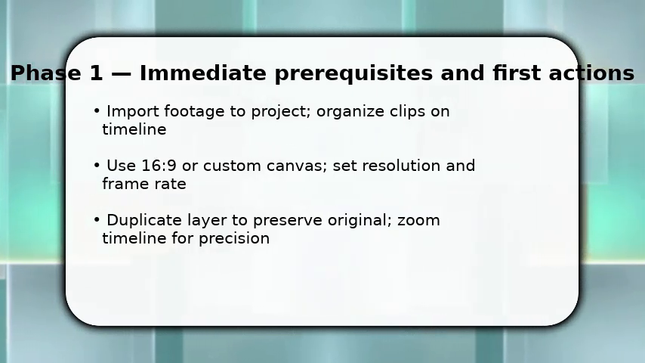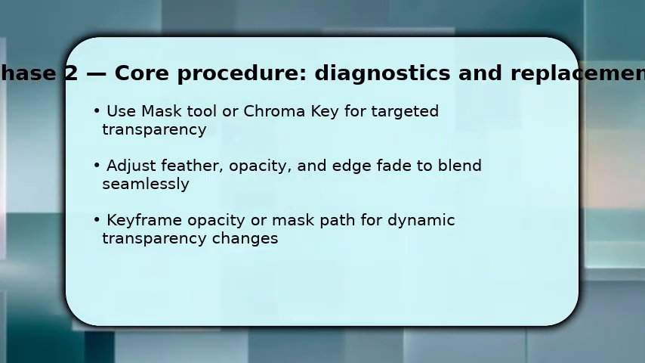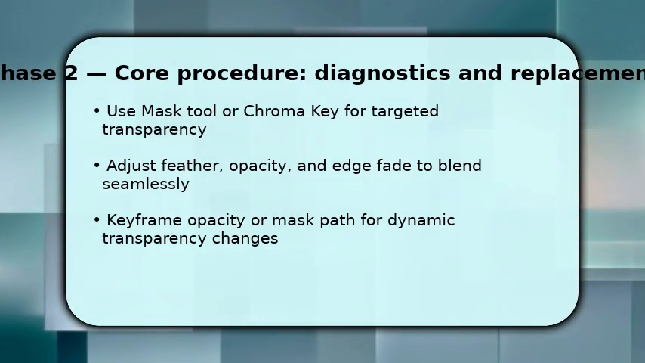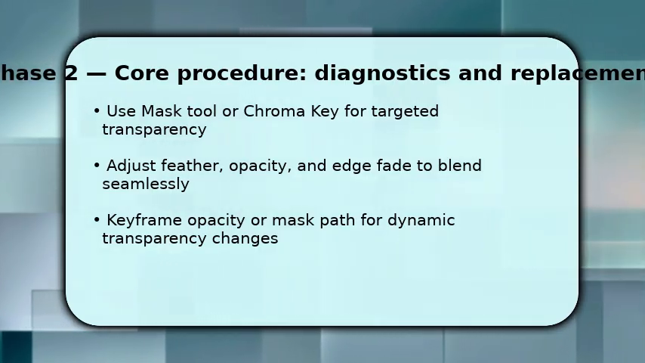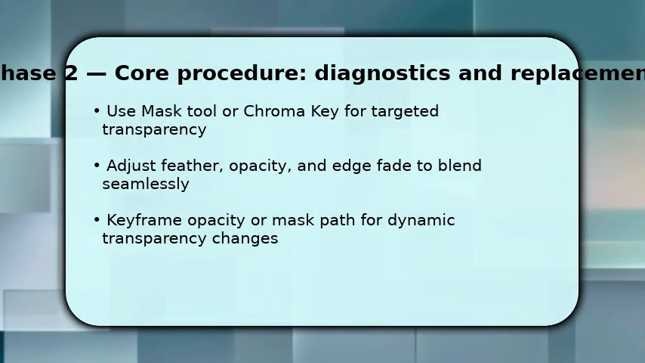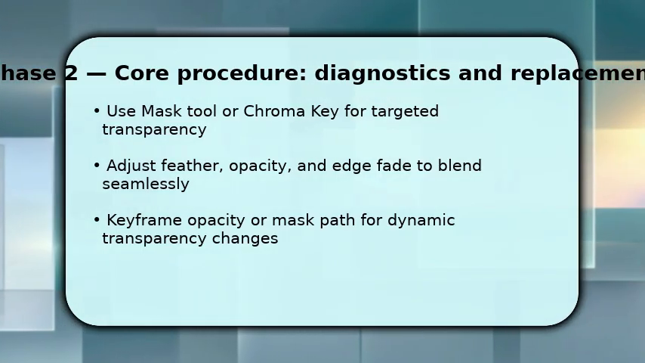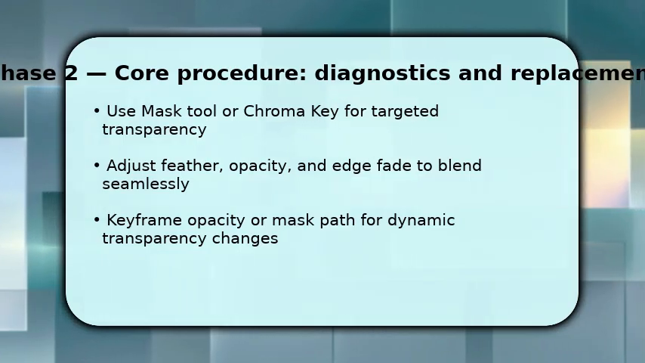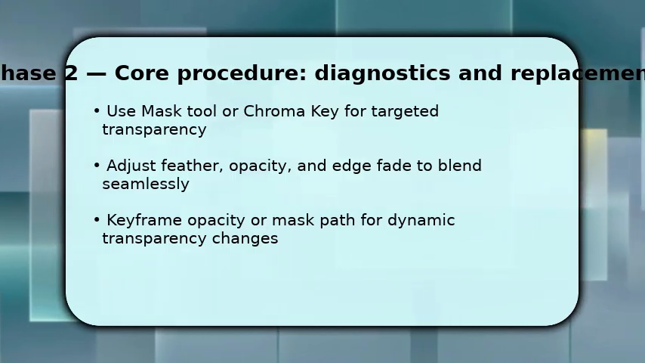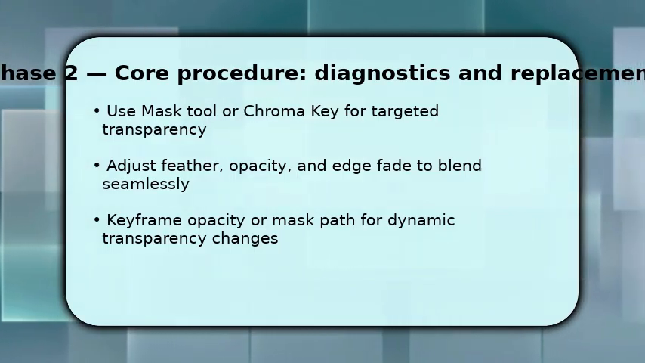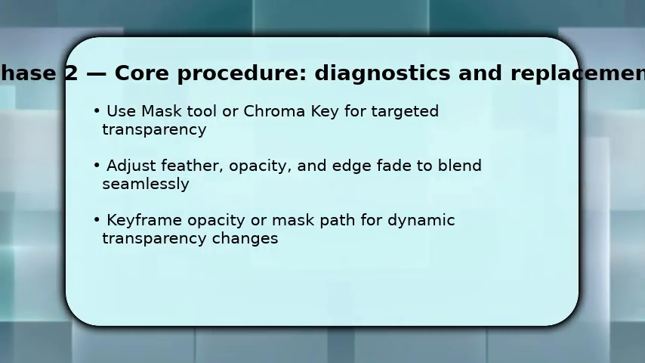transparency process. Next, you add transparency using a mask or chroma key depending on your source. If the background is solid, choose chroma key and pick the color. Otherwise, draw a mask around the subject. Then refine by reducing opacity, increasing feather, and adjusting edge fade so the subject blends naturally. You can keyframe the mask path or opacity to follow motion. This maintains realism. As you refine, scrub the timeline often to catch jitter. Small adjustments make a big visual difference.